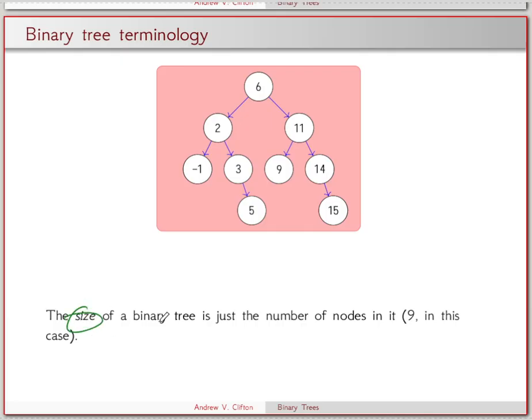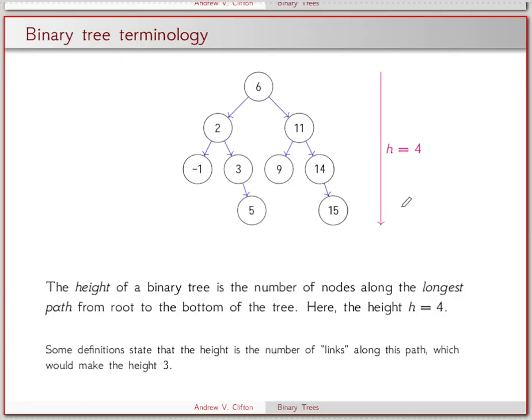The size of a binary tree, which as usual we'll write as n, is just the total number of nodes in it. So in this case, the size would be 9. There are, let's see, 1, 2, 3, 4, 5, 6, 7, 8, 9 nodes in this tree.